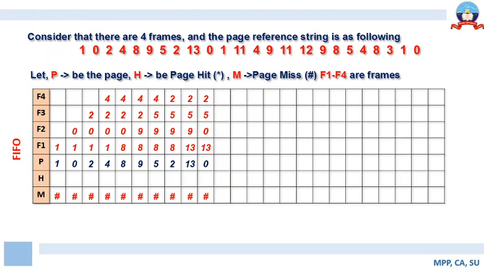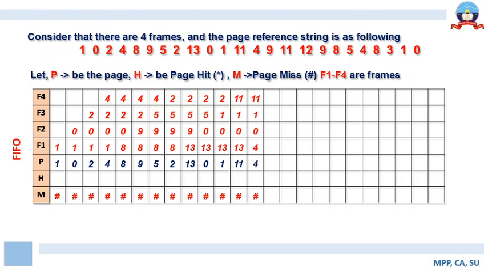After page number 0 there is a reference for page number 1. Page number 1 is not there, so I need to replace the oldest page by page number 1. The oldest page is page number 5. So 5 is replaced with 1. Now after that we have a reference for 11. 11 is not already present in the memory, so I need to perform replacement. I need to replace the oldest page. Here the oldest page is page number 2. So page number 2 is being replaced by page number 11.